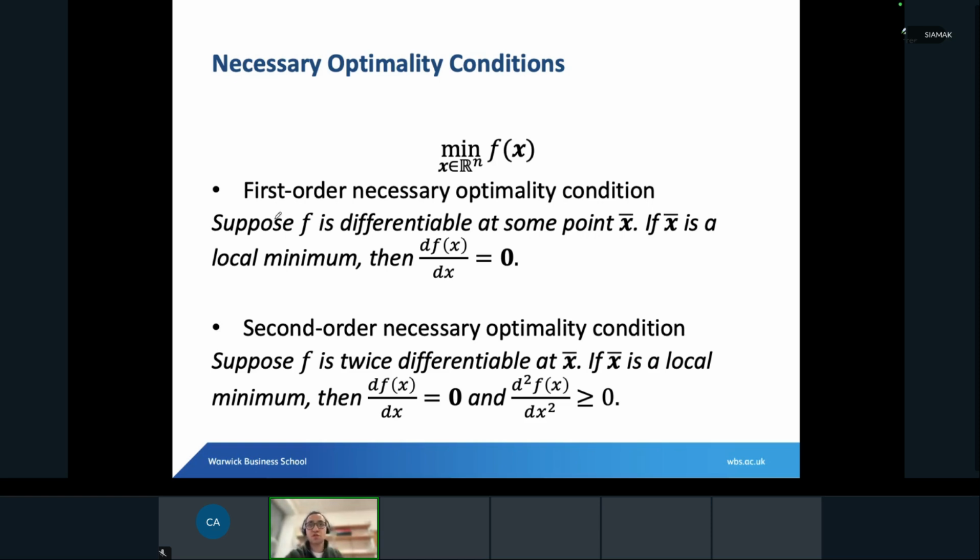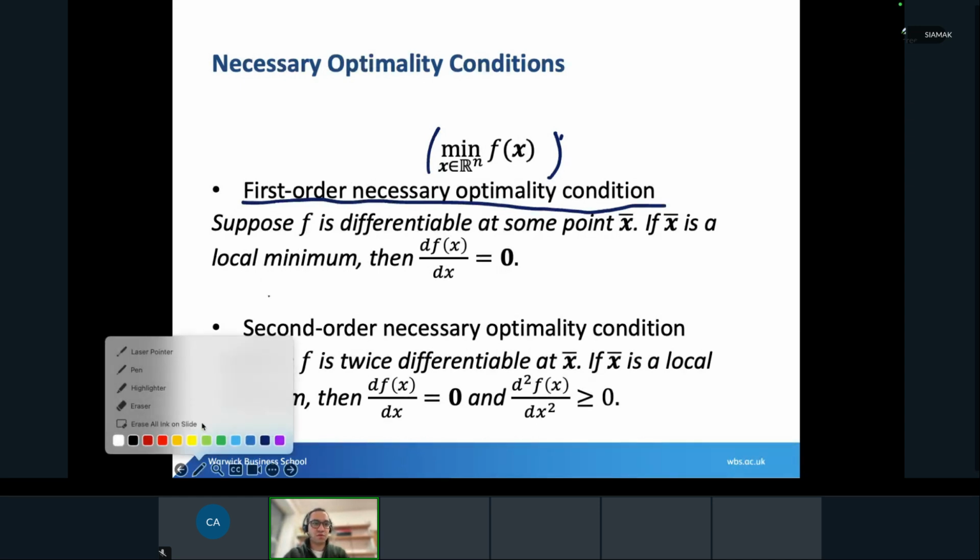Assume that we have this function f(x) that we want to minimize, and there is no constraint imposed on the value of the decision variables. We have the first order necessary optimality condition, the second order necessary optimality condition, and then we have the sufficient optimality condition that we will discuss in the next slide. First, the first order necessary condition.